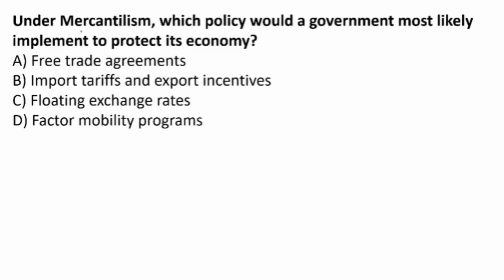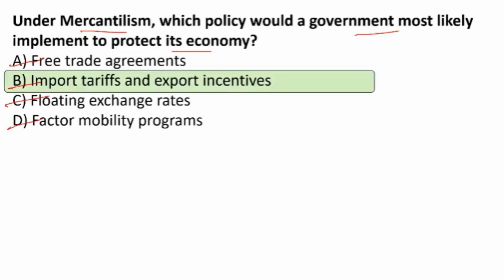Next, under mercantilism, which policy would a government most likely implement to protect its economy? Okay, to protect the gold and silver of that country, to protect its strength. Clear? Free trade agreement, import tariffs and export incentives, floating exchange rates, or factor mobility program. So obviously it is import tariffs and export incentives. Clear?